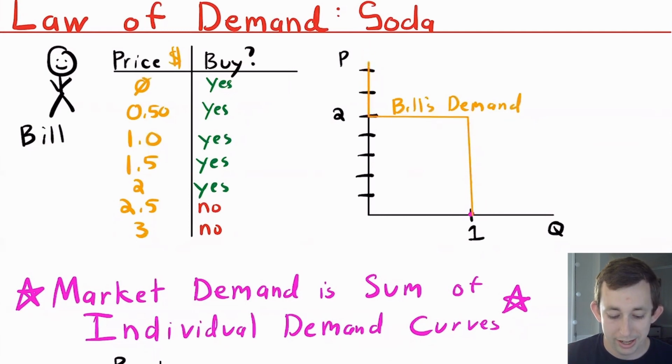You can see already it's downward sloping because as the price gets lower and lower, Bill becomes willing to buy the soda. Now you can imagine that Bill is not the only person in this grocery store who's looking to buy soda. So how can you find the market demand curve? Well, you can just add up the individual demand curves of every person in that grocery store for soda, and you will have a market demand for soda.